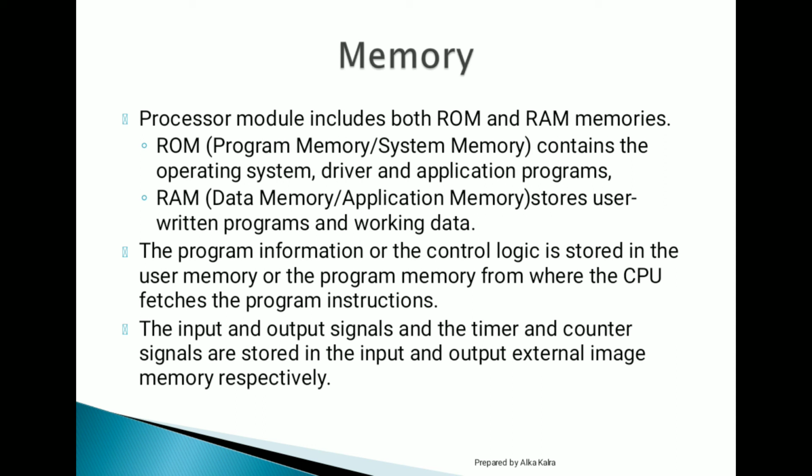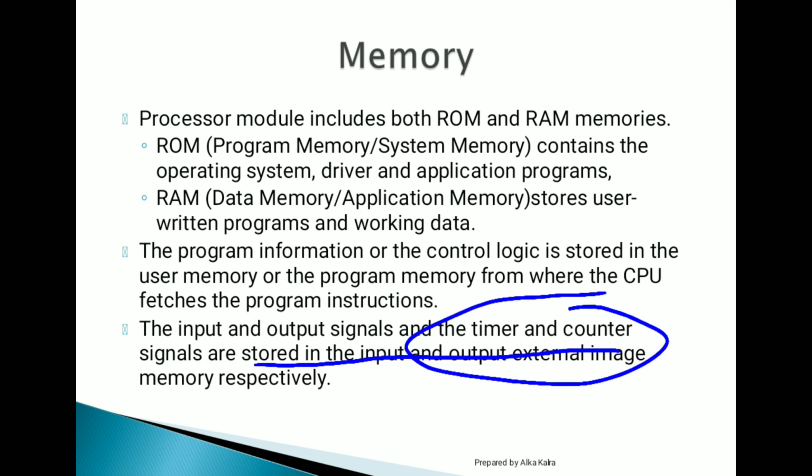The program information or the control logic is stored in the user memory, or the program memory. Program memory is also called user memory. So programming information is stored in the user memory, from where the CPU fetches, or reads, the program instructions. And input and output signals, and timer and counter signals, all types of signals that the user uses in programming, are stored in the input and output external image memory.